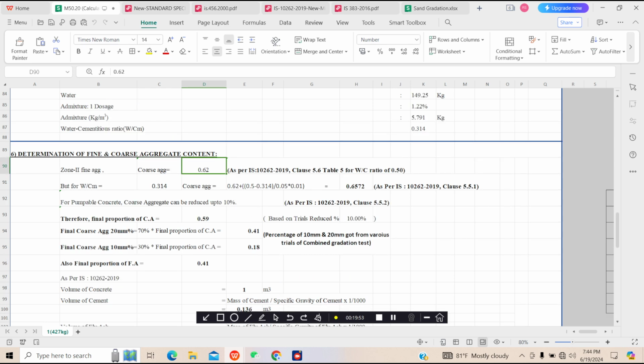For the water cement ratio of 0.5, the aggregate ratio is 0.62, but in our case the water cementitious ratio that we calculated in the previous step is 0.314. So for the water cement ratio 0.314, we have to calculate the coarse aggregate ratio.